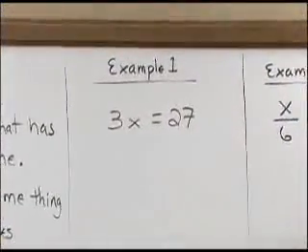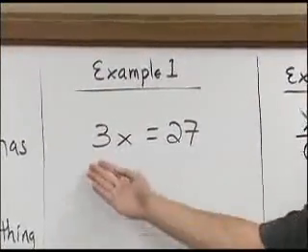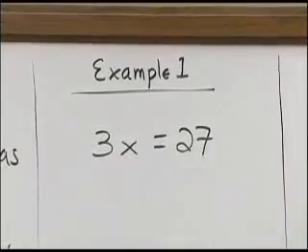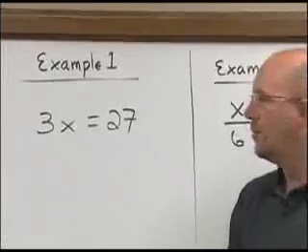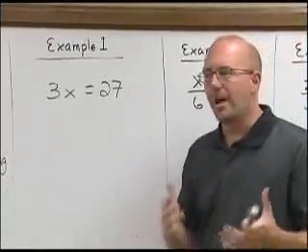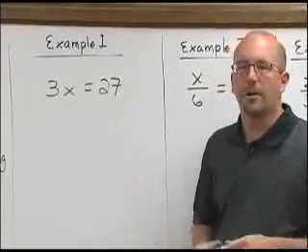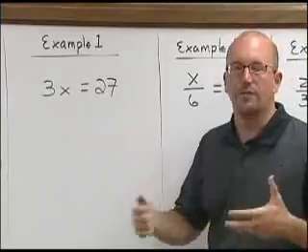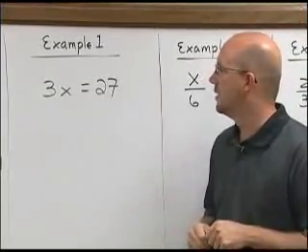Let's look at this example here. In this particular example, we have 3 times some number x is equal to 27. Again, a relatively easy example because we know that 3 times 9 is equal to 27. But combining this with some other more difficult problems and learning how to solve this correctly will allow you to solve many more complicated problems.